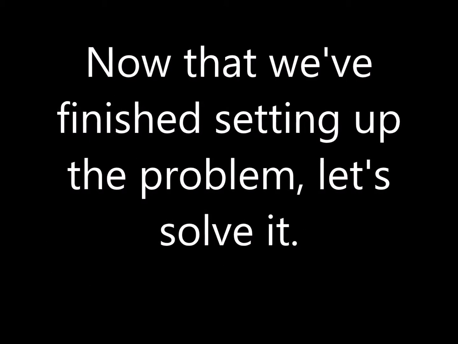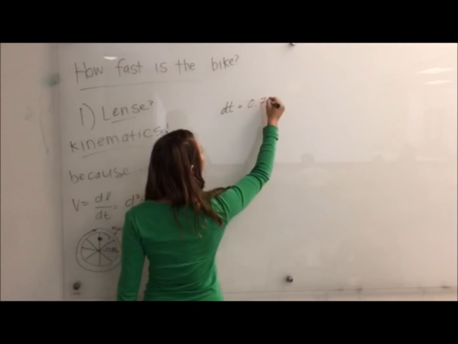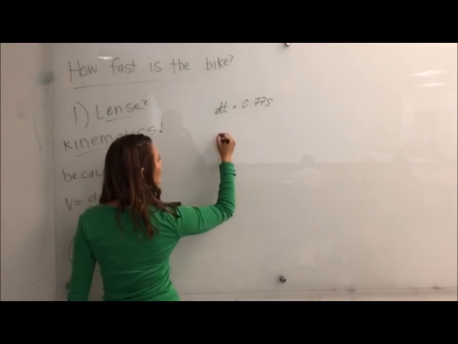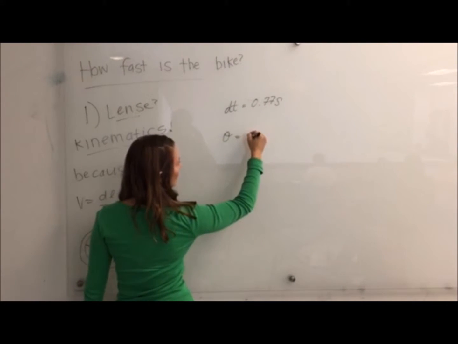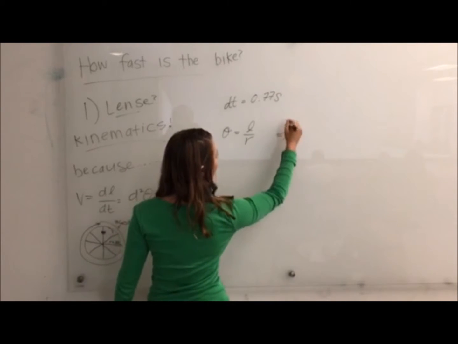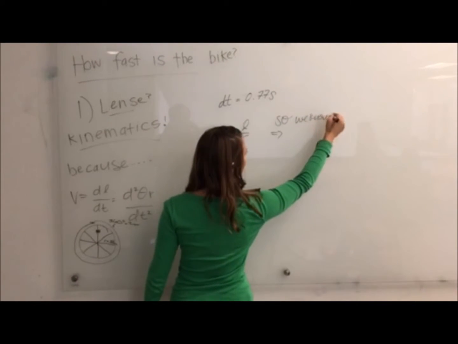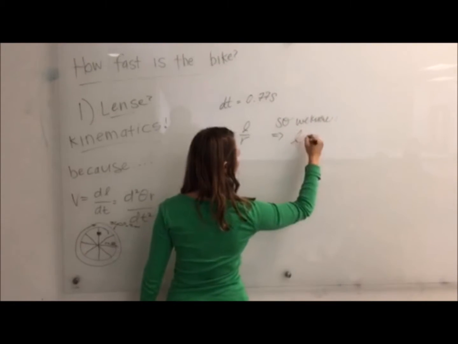Now that the problem is all set up, it's time to finally solve it. Now we will begin by first writing out the known variable dt, which is equal to 0.77 seconds. Second, we will use the formula that was proven to us in class, which states that theta, the angle, is equal to L over R. With some simple algebra, we can rearrange this formula to solve for the value that we actually want to find. So therefore, we can rewrite this as L is equal to theta times R.